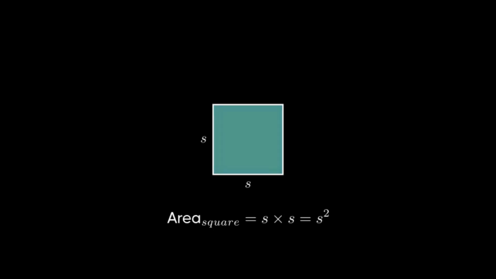This gives us s times s, or s squared. This formula makes intuitive sense because we're calculating the number of unit squares that fit inside our larger square. We can visualize this area by filling in the square. Each unit of area corresponds to a 1 by 1 square, and we can see how these units tile the entire shape perfectly.